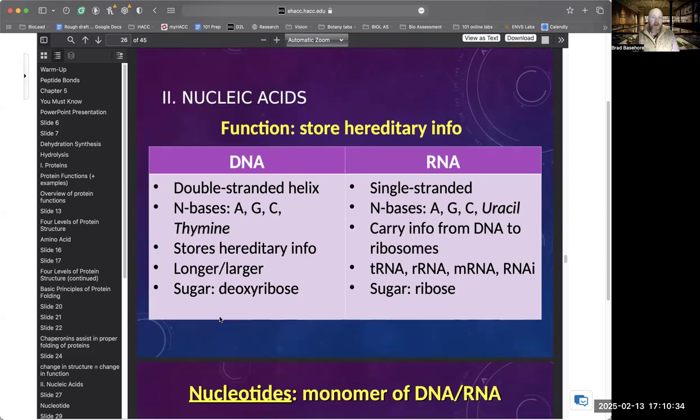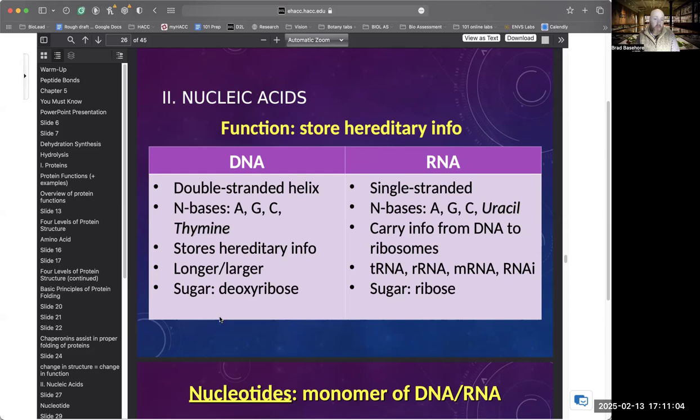Okay. So that's it for proteins. The next one is nucleic acids. We're not going to go into nucleic acids too much in this chapter. Later on in the semester, we're going to get to chapter 16, where we spend an entire chapter just on this. So for this, all we need to know is there are two types of nucleic acids. One is DNA, one is RNA.